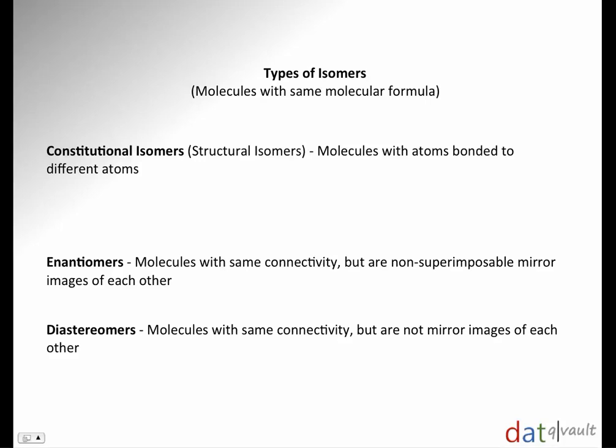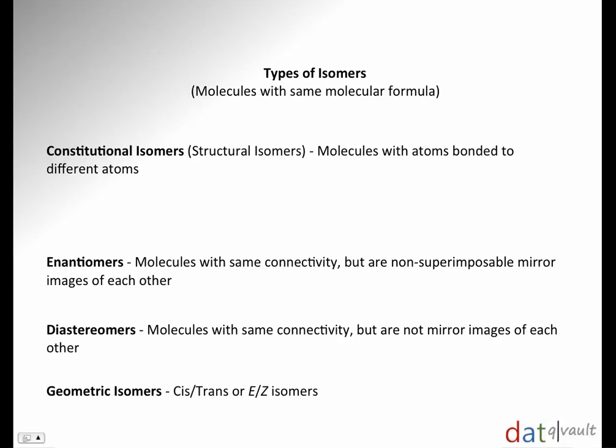Another kind of isomer is called a diastereomer, and these molecules again have the same exact connectivity, but these two molecules are not going to be mirror images of each other. It's kind of a difficult concept to grasp, but hopefully by the end of this lecture you'll be able to distinguish enantiomers and diastereomers from each other.